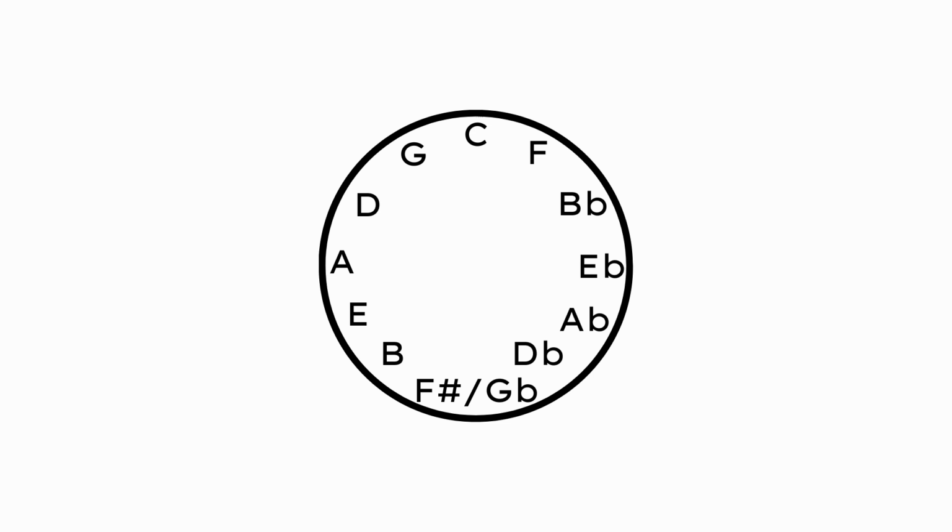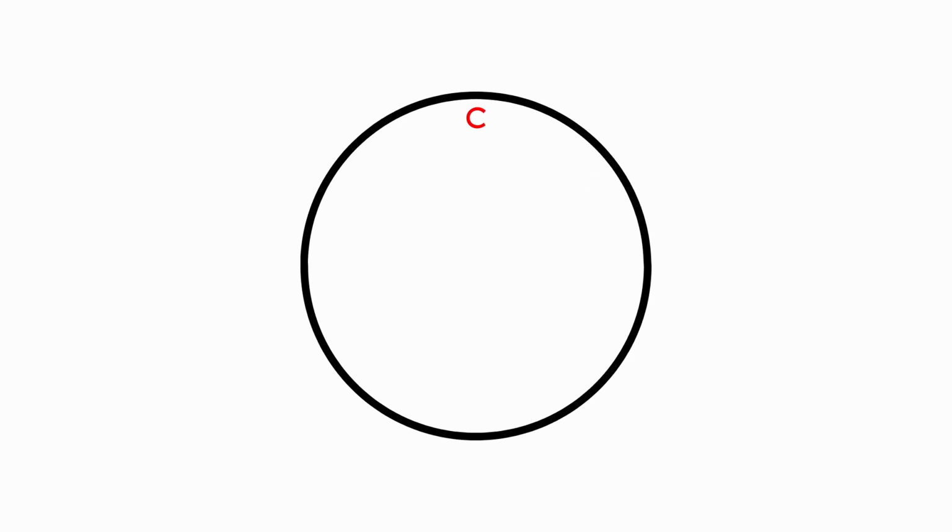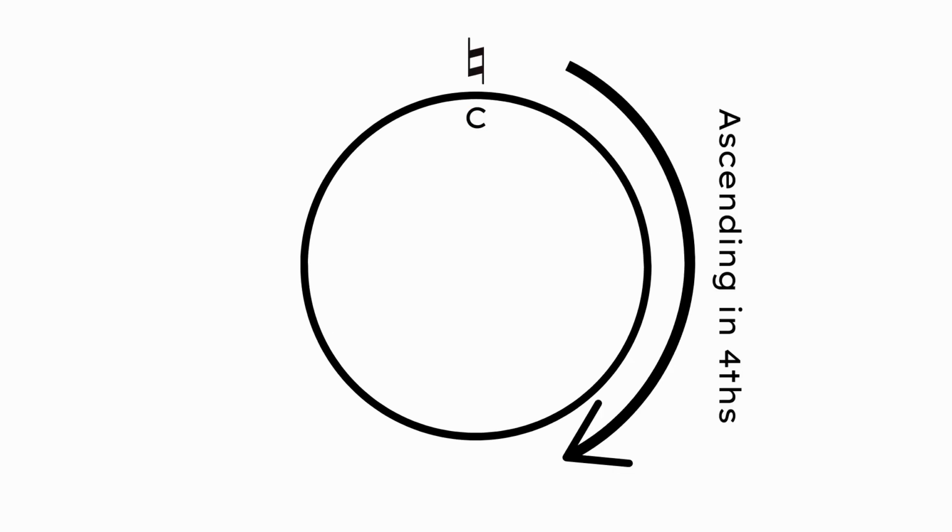In the last video, I introduced the circle of fourths as the most useful musical tool a musician can have when learning music theory. At the top of the circle, we have the key of C, which has no sharps or flats. Starting from C and moving clockwise, we ascend in fourths to build the circle of fourths. The next key after C would be F, then B flat, then E flat, then A flat, and then D flat. For now, we'll stop at D flat, and I'll explain why that is in a few minutes.